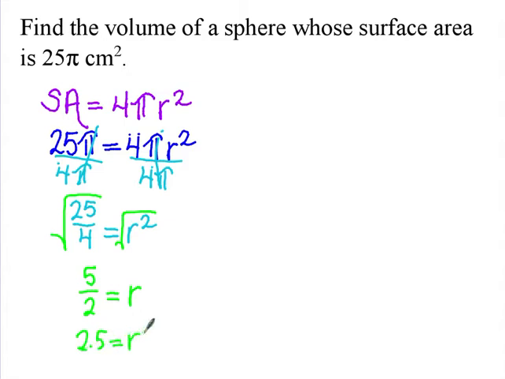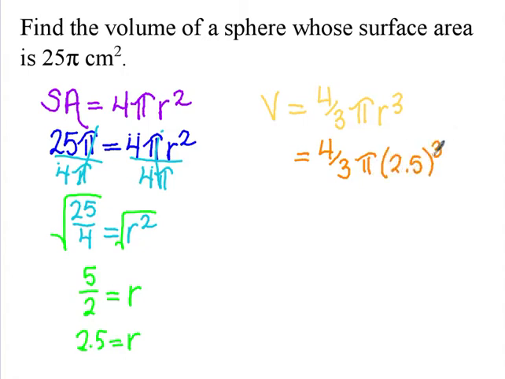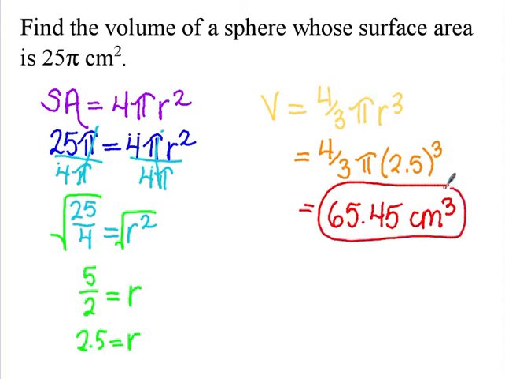So then now, the question asks us to find the volume. So I know the volume formula is 4/3 pi r cubed. And so now what I'm going to do is plug in that radius right there. So I get 4/3 times pi times 2.5 cubed. Now when I do that, what do I end up with? 65.45. Label will be centimeters cubed. So on that one you're going to have to find the radius first and then plug it in. Questions? Let's look at the next one.